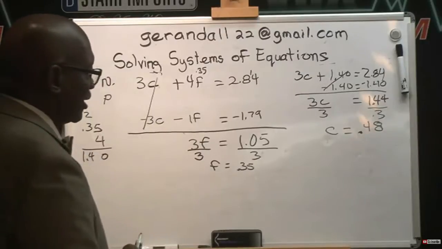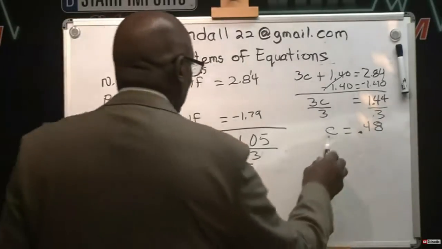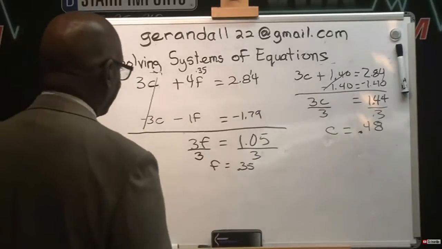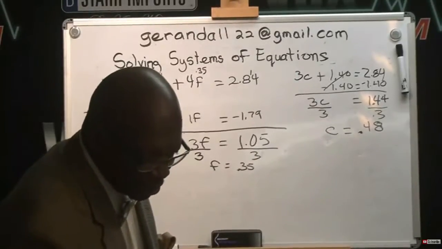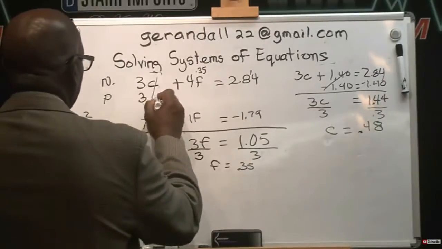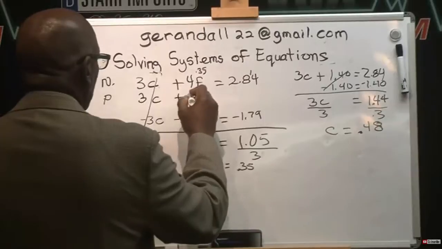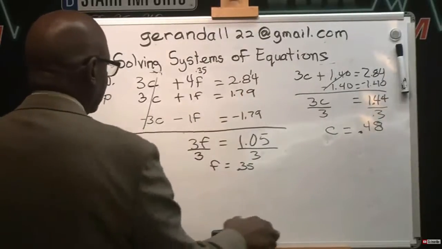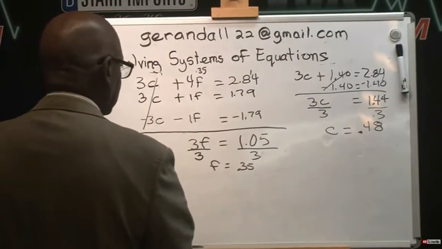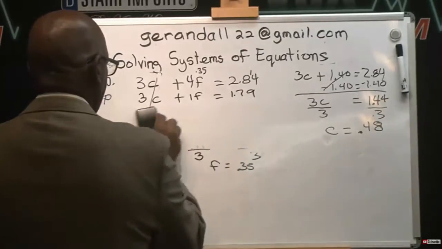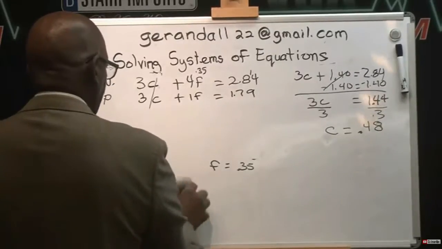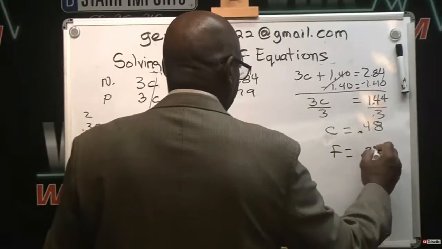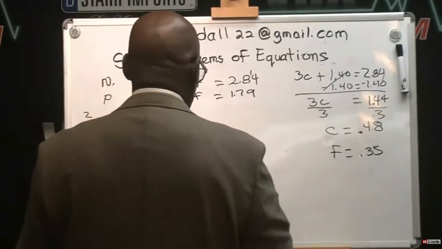It's imperative to check, okay? Because now we have the cost of the candy and the cost of the fruit roll-up. But we should check. And we'll go back and look at the original equation. I'll write that in. 3C plus 1F equals $1.79. We'll put our values over here. Fruit roll-up, 35 cents. Candy, 48 cents.